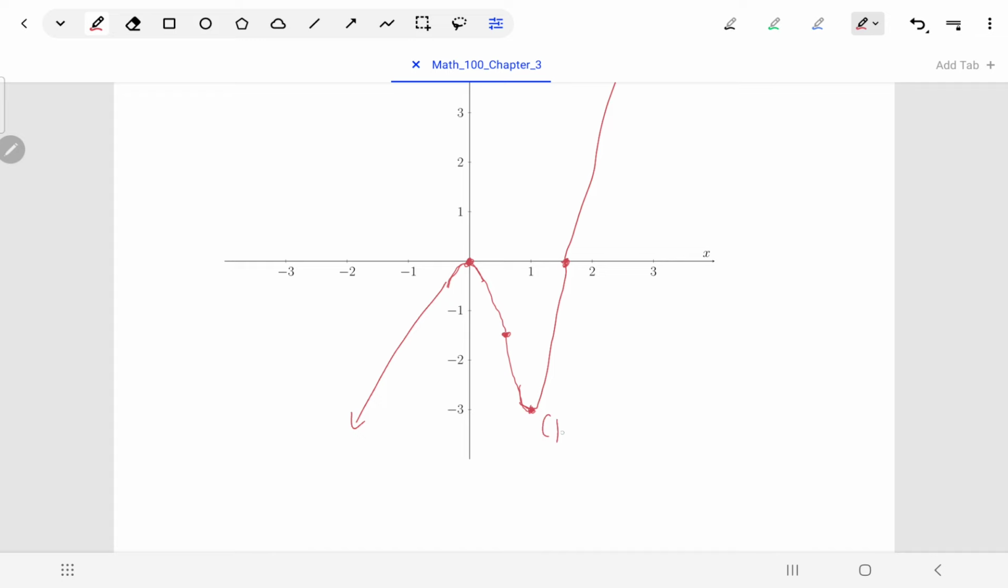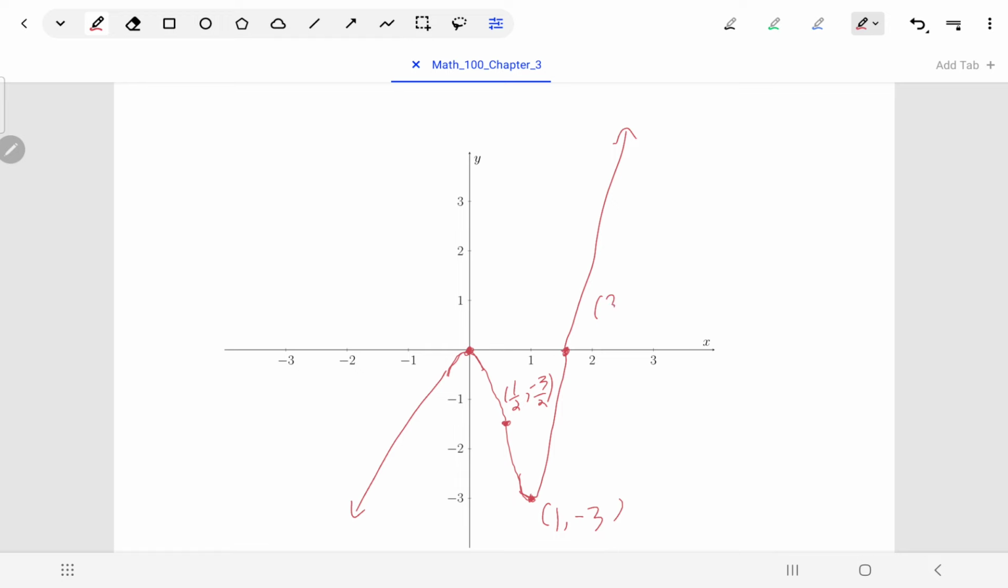So now just a little bit of labeling, and then we are finished, and I can feel pretty happy about the graph that I've got here. So I have (3/2, 0), (1/2, -3/2), (1, -3), and (0, 0) was at the origin, so I don't have to label that. And so now I'll just label this with the equation 6x cubed minus 9x squared. And there we go. We've got a well-labeled, nicely sketched graph of this function.